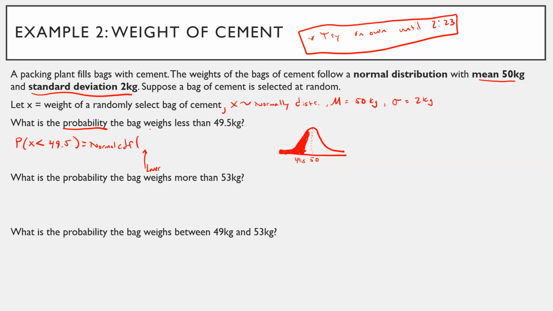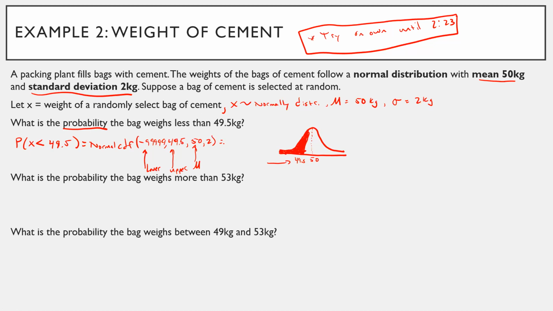Negative 99999. Yep, negative 99999. And then what is the upper I'm going to plug in? 49.5. Yeah, 49.5. And then you're going to go comma, and then you're going to plug in the mean. So what was the mean? What was the average bag? How much does the average bag weigh? 50. And then you're going to plug in the standard deviation, which was 2.